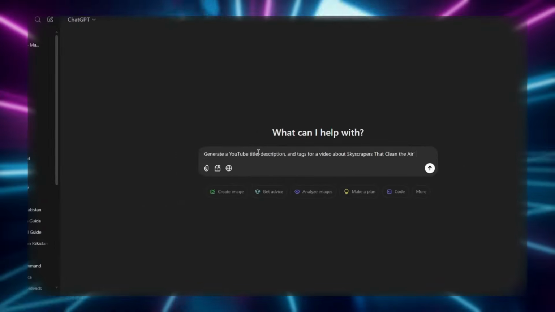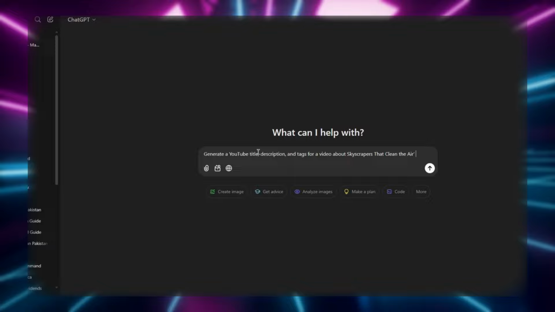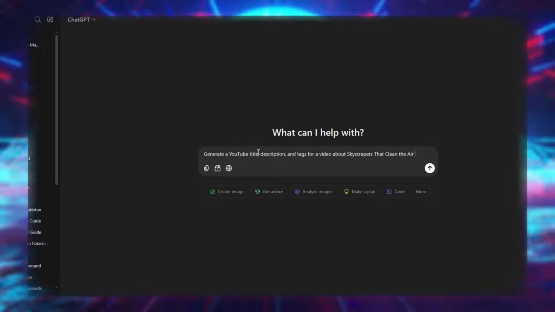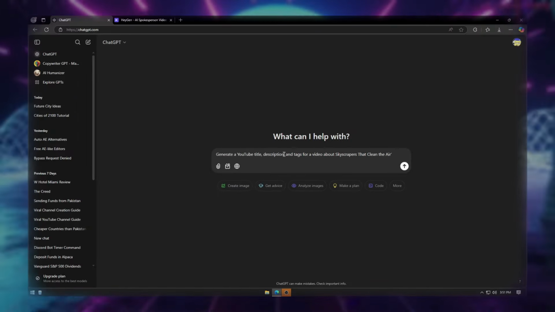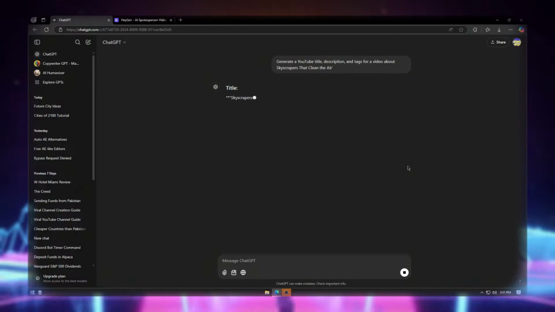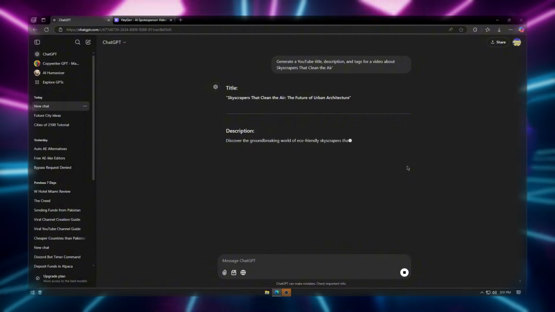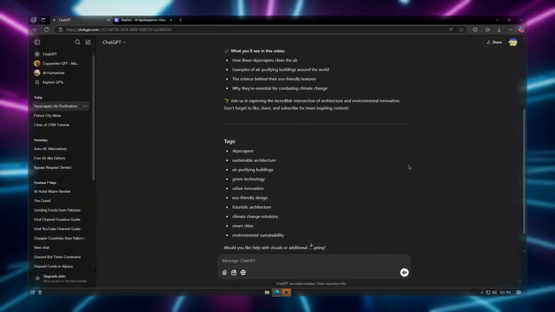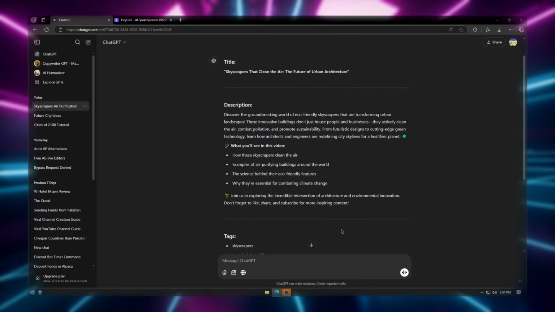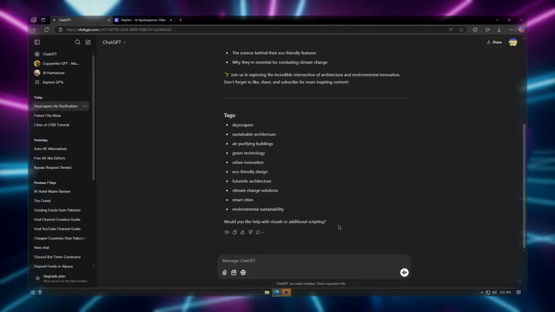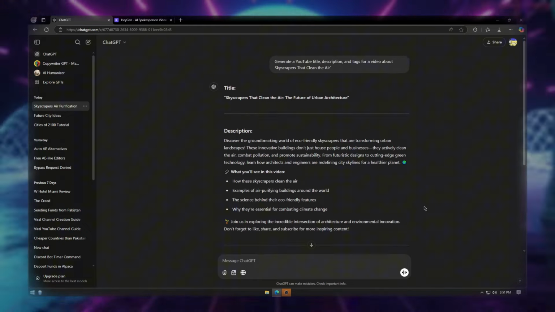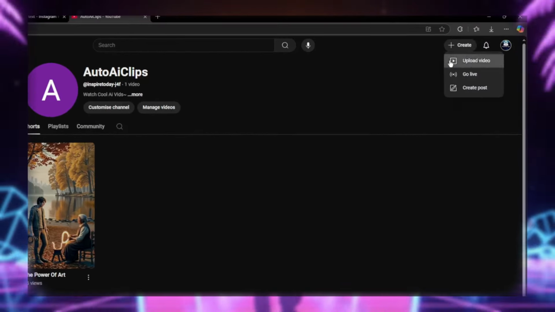Here's a simple prompt for your video metadata. Generate a YouTube title, description, and tags for a video about skyscrapers that clean the air. Example output. Title: Skyscrapers That Clean the Air, the Future of Urban Architecture. Description: Discover the groundbreaking world of eco-friendly skyscrapers that are transforming urban landscapes. Tags: skyscrapers, sustainable architecture, air purifying buildings. Add this metadata during your upload to boost discoverability.